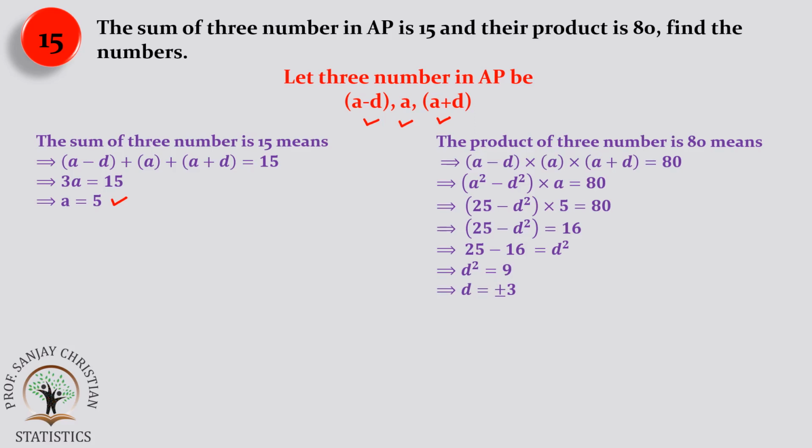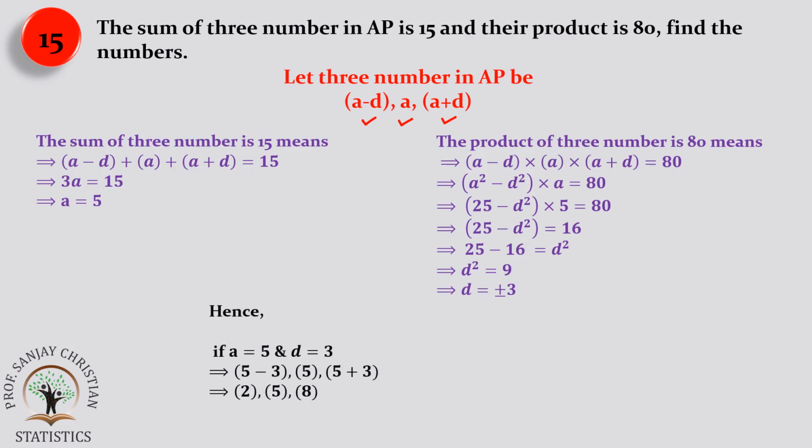Please try to understand, whenever you see D square equal to 9, you have to write it as D equals plus or minus 3. I hope you understood the value of A as 5 and the value of D which is coming as plus or minus 3. Now in the question it was said find the numbers, which means we are going to keep the values of A and D in these numbers. First we are going to take the value of D as positive and secondly we are going to take the value of D as negative.